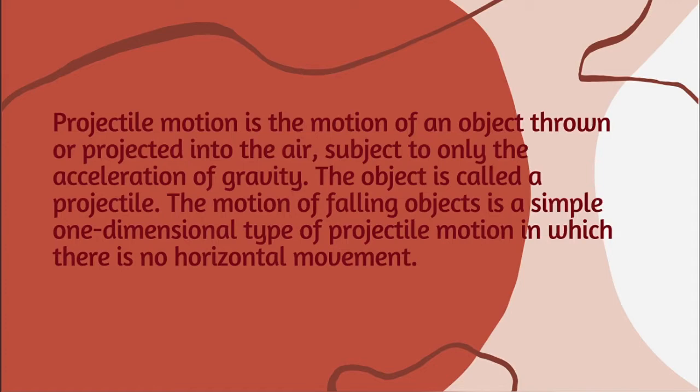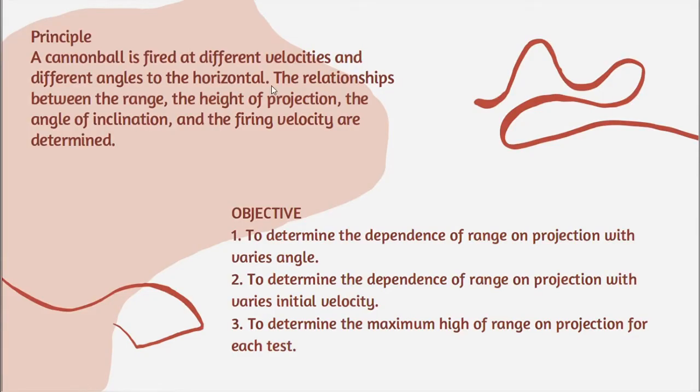The motion of a falling object is a simple one-dimensional type of projectile motion in which there is no horizontal movement. The principle of this projectile motion experiment is that a cannonball is fired at different velocities and different angles to the horizontal. The relationship between the range, the height of projection, the angle of inclination, and the firing velocity are determined.